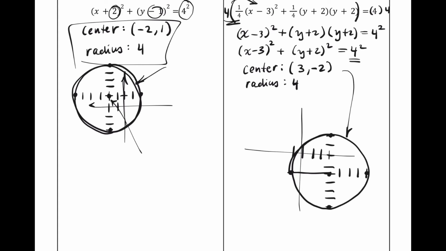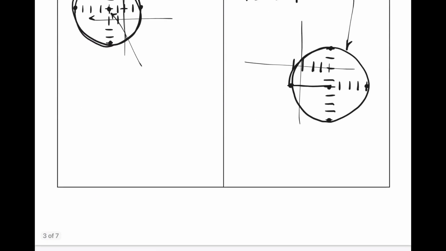Now I have all the ordered pairs that satisfy this solution. And it's really that easy, guys. It's really, really that easy.